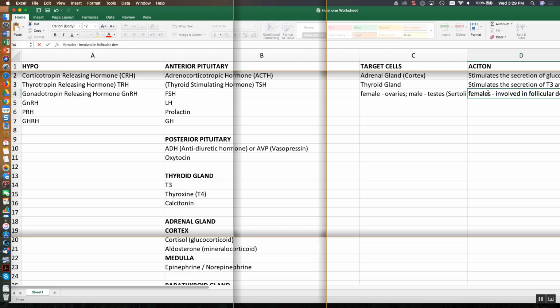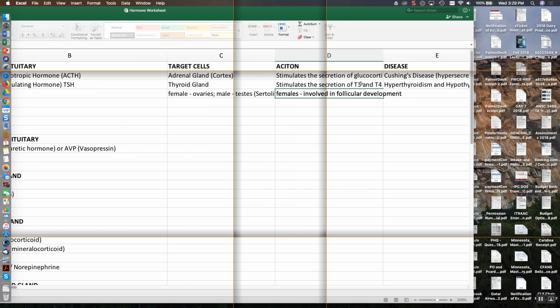Oops, there we go. Males, what do the Sertoli cells do? You guys remember spermatogenesis? Spermatogenesis. Sertoli cells make sperm. And we really didn't talk about any diseases, so we're going to leave it at that.